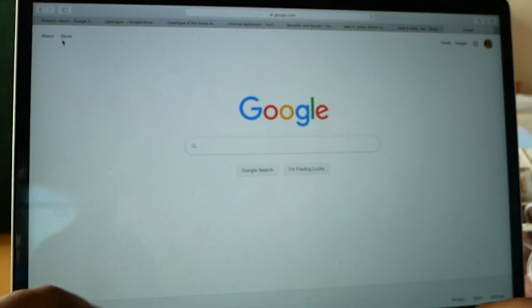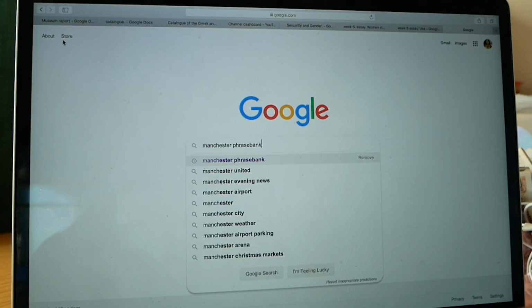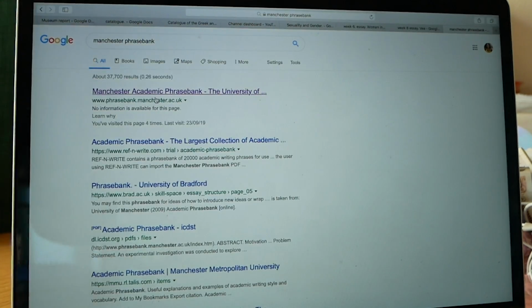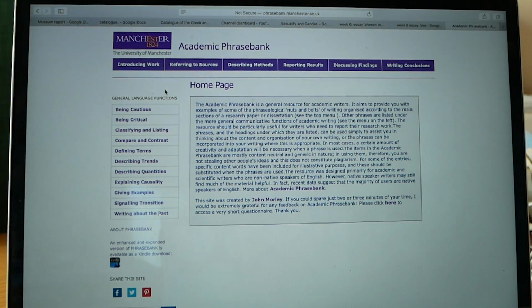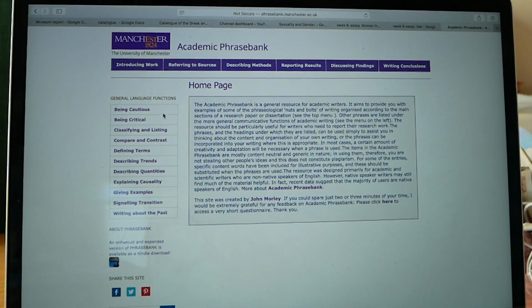Okay, so you want to go onto Google and type in Manchester Phrase Bank, right? So the Manchester Phrase Bank is essentially your Lord and Savior for when you are at university. I'm telling you, this is how I write my introductions so well, and I kind of don't even look at it anymore because I've been using it for so long. It's kind of ingrained in my brain.